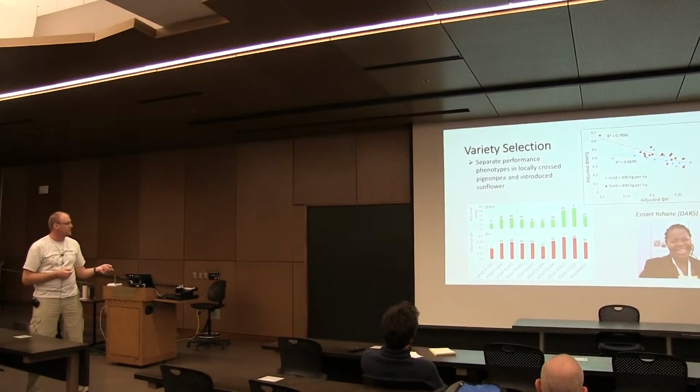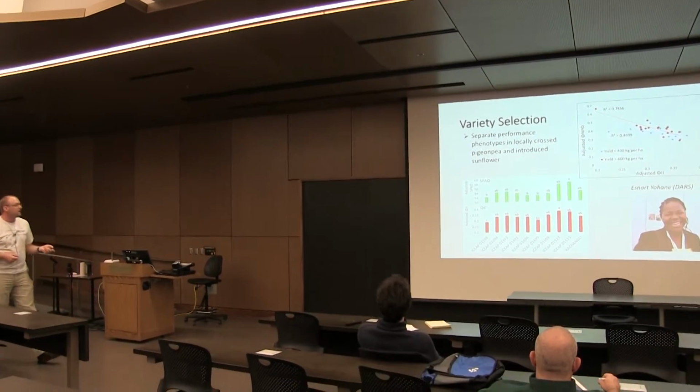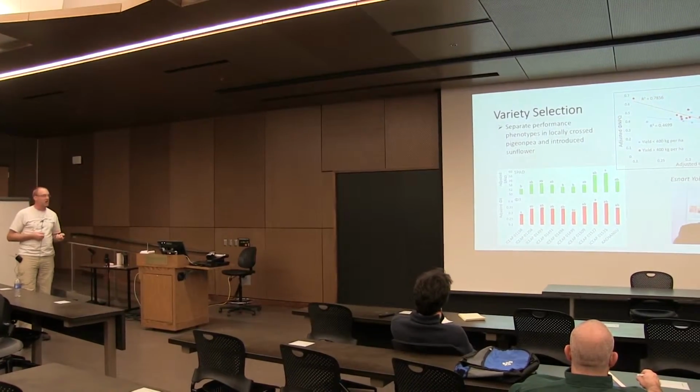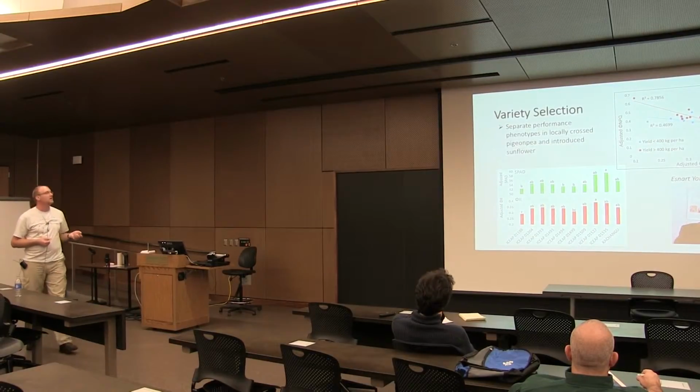Now we can see these 10 different lines of pigeon pea, and we can see how their photosynthesis is different, how their SPAD is different. It allows them to rate varieties, get a better idea of what's actually happening.